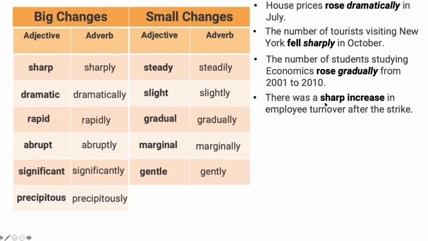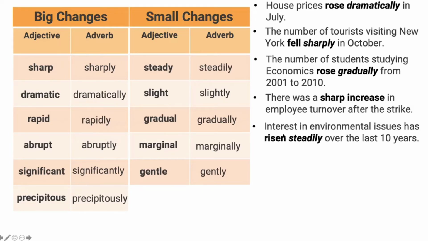Here we see there was a sharp increase in employee turnover after the strike. Note that sharp is an adjective, so it describes the noun, which is an increase. Here, interest in environmental issues has risen steadily over the last 10 years. This is very important because we're talking about over the last 10 years. That should include the year we are in now, so that's why we need the present perfect. Has risen steadily. So make sure you're also keeping in mind the different parts of speech, how the past tense changes to the present perfect if necessary, because this will also impact your score.